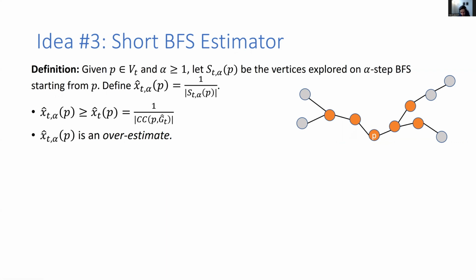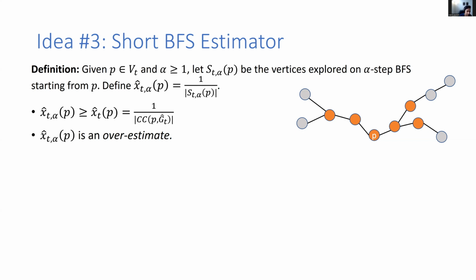I'm just going to output this value. So in other words, I do alpha steps of the BFS, I look at all the points that I saw, and I output 1 over that. Notice that because this is a subset of all the points I would explore in the entire kinetic component, my estimate is always going to be an overestimate, because I wanted to estimate 1 over the size of the kinetic component. Instead, I'm outputting 1 over the size of a subset of the kinetic component. So this is always an overestimate.